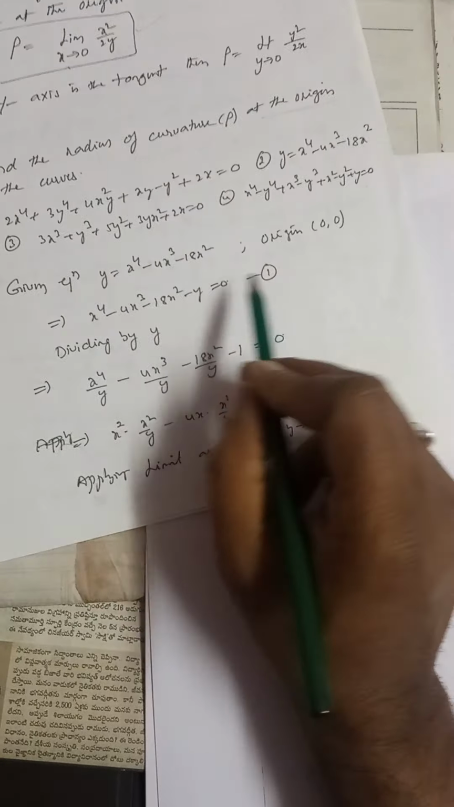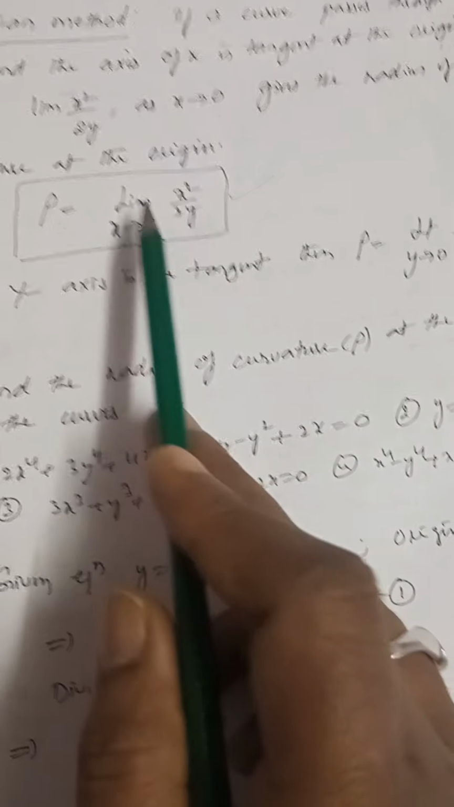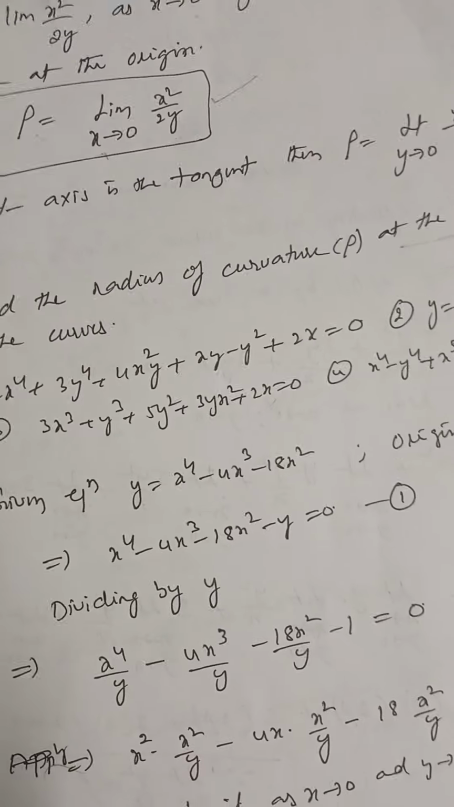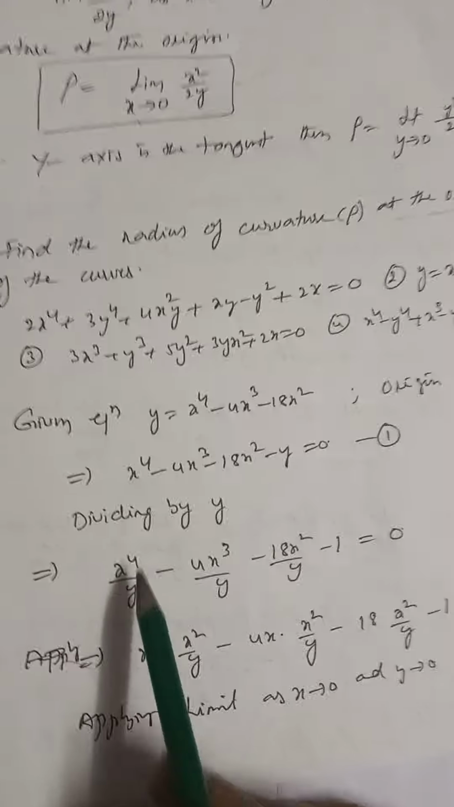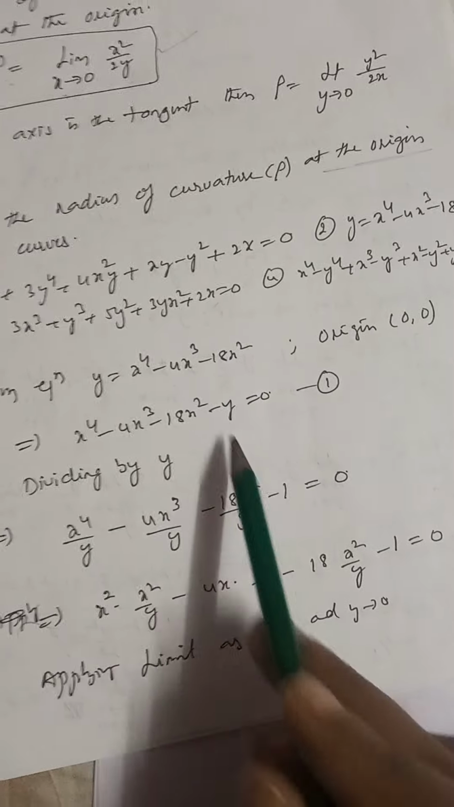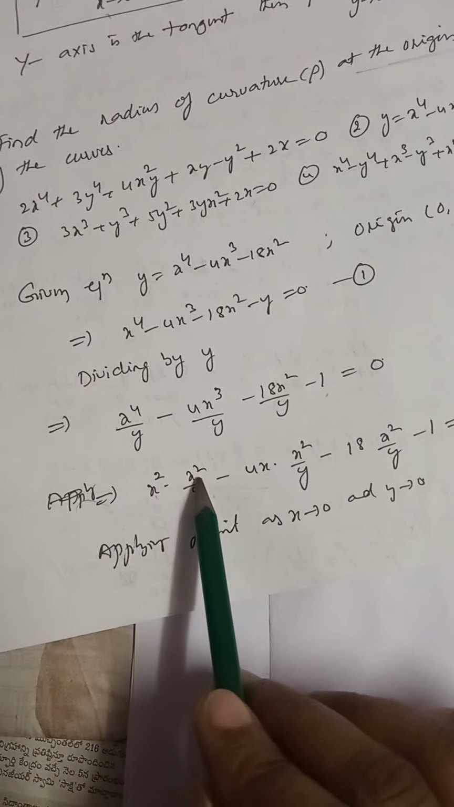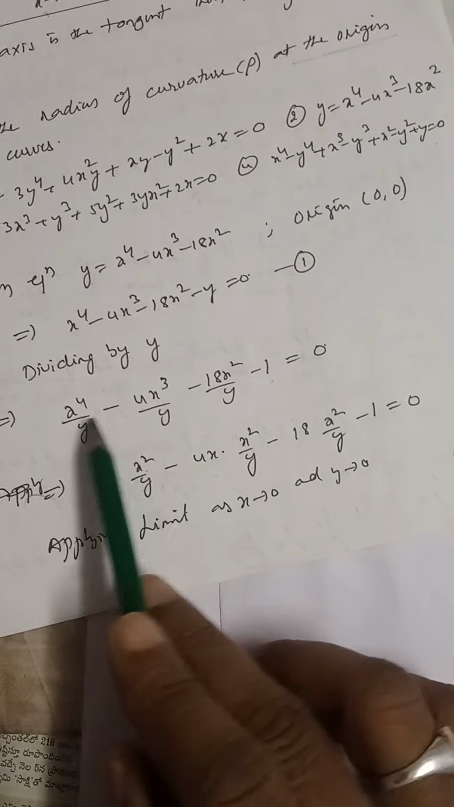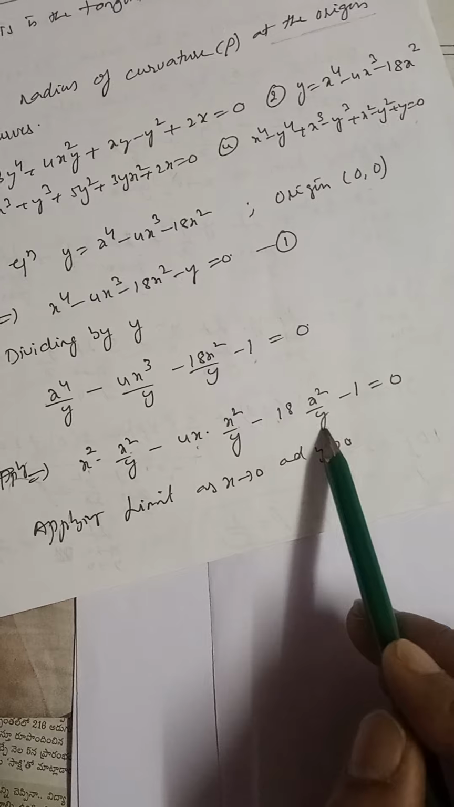Both sides dividing by y. Sir, why should we divide by y? Because in our formula x square by y is there, right? If you apply the limit, then only you will get rho. So that's why we have to express the given equation in the form of x by something, that something must be y, right? Now see, x power 4 by y, 4x cube by y minus 18x square by y, y by y is 1. Now this x power 4 can be written as x square into x square, right? Sorry, x cube can be written as, here 4 is a constant, we can take it outside, x cube can be written as x into x square. Now 18 constant, x square by y, minus 1.